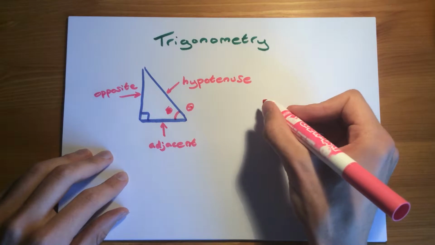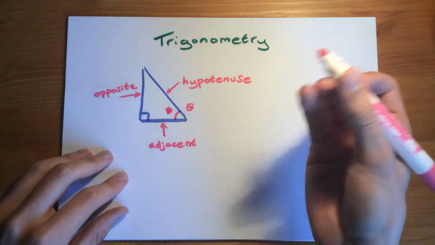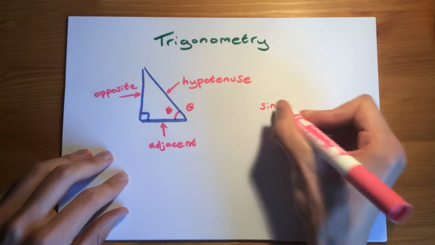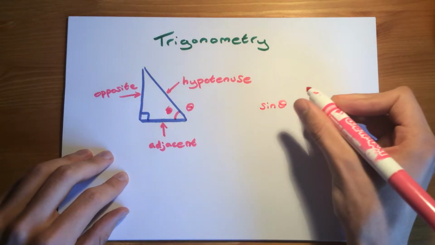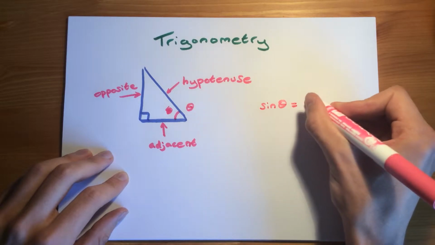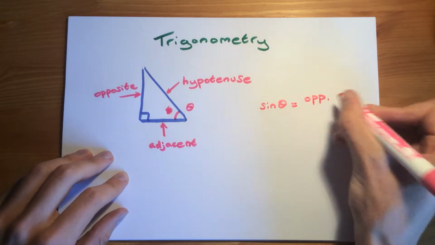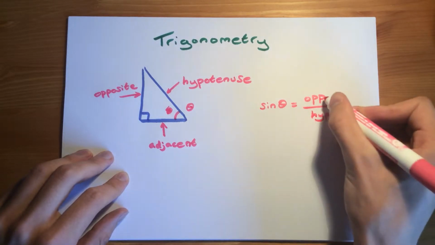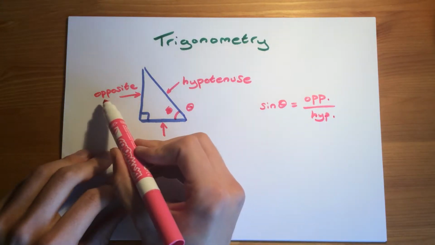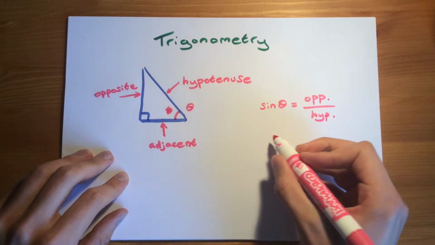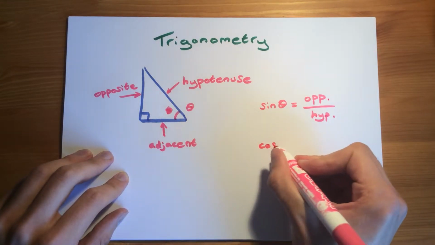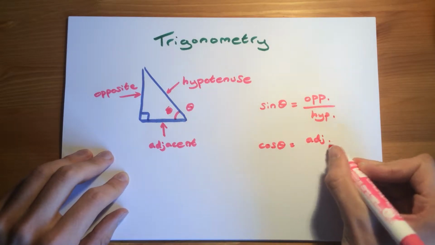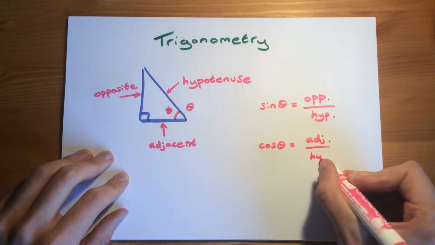So I'm going to define some functions as well, the functions of trigonometry, if you like. So we have sine of theta. Don't worry if this seems a bit random at first. It will make sense later, I promise. So sine theta is opposite over hypotenuse. I'm doing this as abbreviated notation for opposite. Hypotenuse should be fairly obvious. We're going to define cosine theta as equal to the adjacent divided by the hypotenuse.